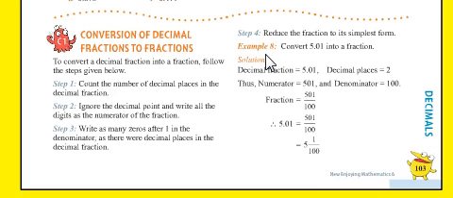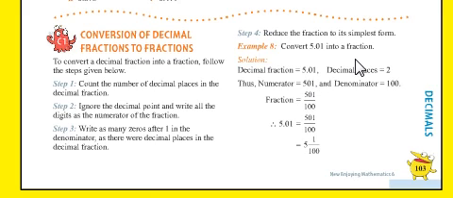So example 8, convert 5.01 into a fraction. Okay, here we have the decimal 5.01, we have to convert it into a fraction. Okay, so see the solution. Decimal fraction is 5.01, right? So यहाँ पे decimal fraction क्या है हमारा, 5.01.